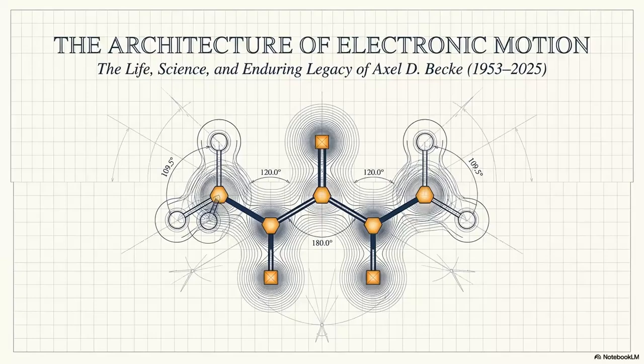Behold a visual testament to Axel Becke, a giant in the realm of computational chemistry whose work spanned from 1953 to 2025. This slide, titled The Architecture of Electronic Motion, frames his life's work as both a rigorous science and a structural art form. Through a sophisticated, blueprint-inspired diagram, we see the meticulous mapping of molecular geometry and electron density. By highlighting precise bond angles, from the tetrahedral 109.5 degrees to the linear 180.0 degrees.